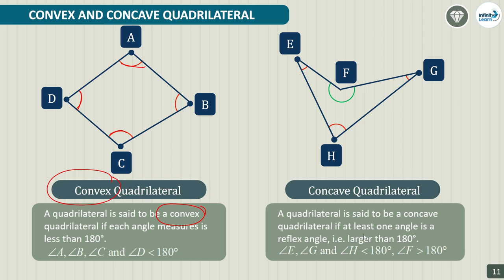In a concave quadrilateral, at least one angle is greater than 180. In a concave quadrilateral, any one angle must be greater than 180. At least one angle must be greater than 180 degrees. Clear to each and everyone? Convex and concave.